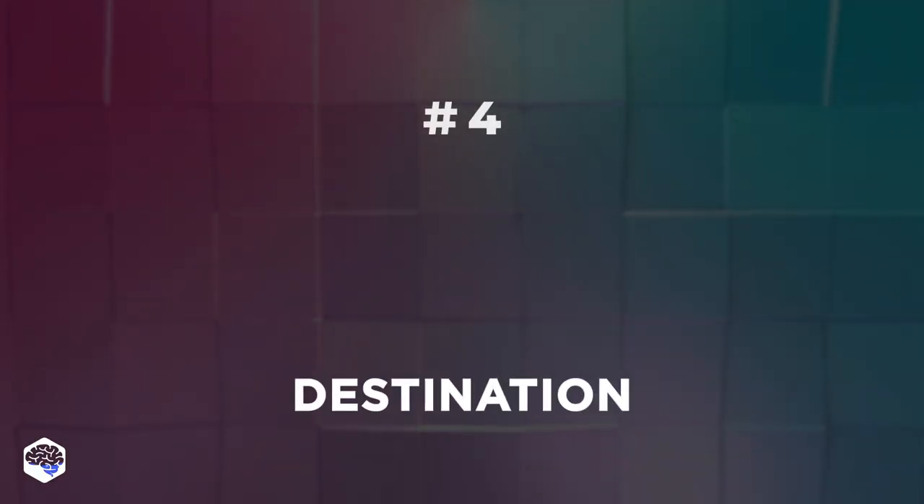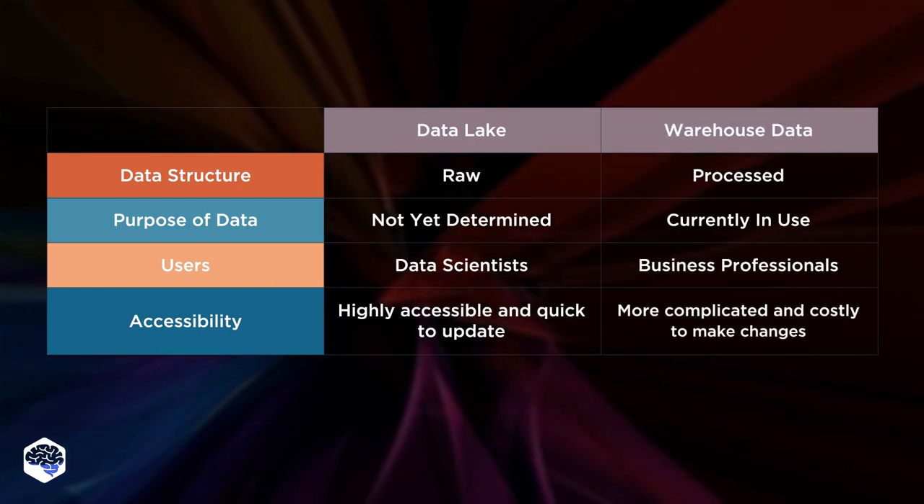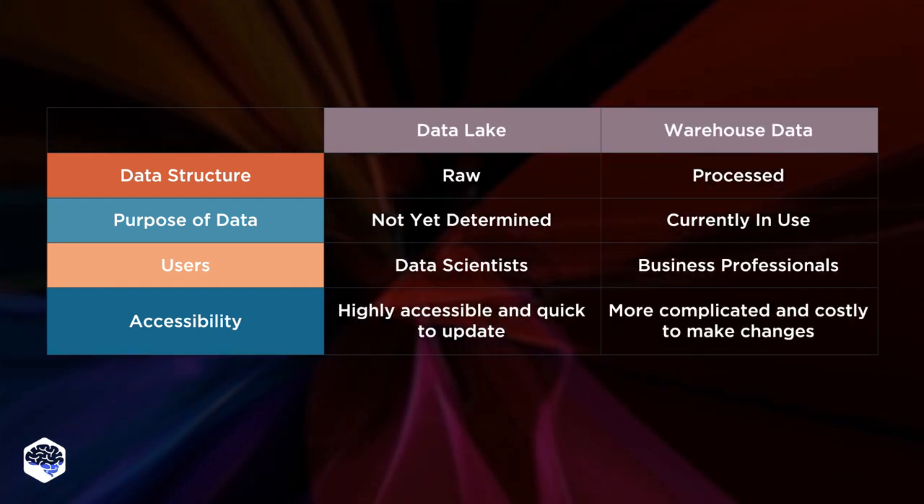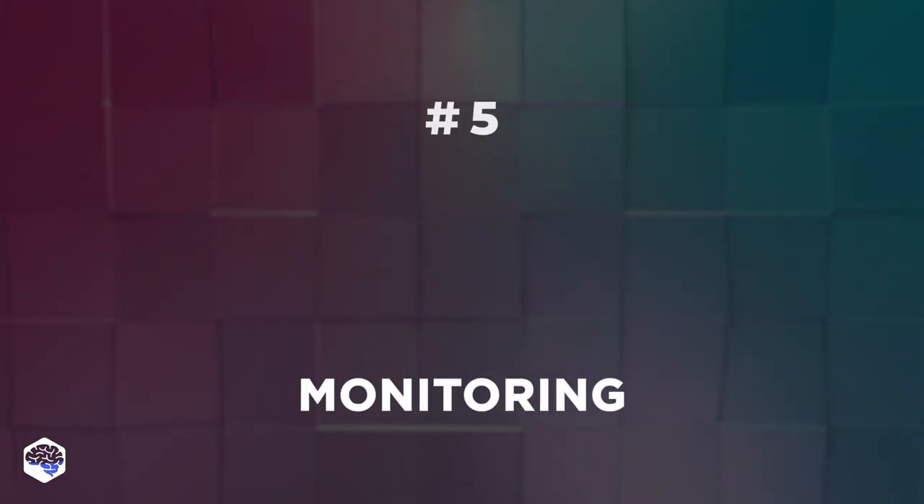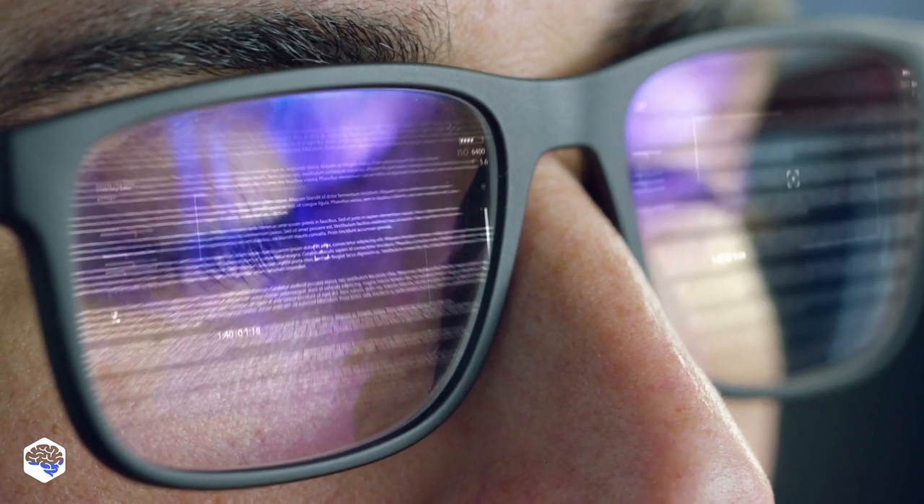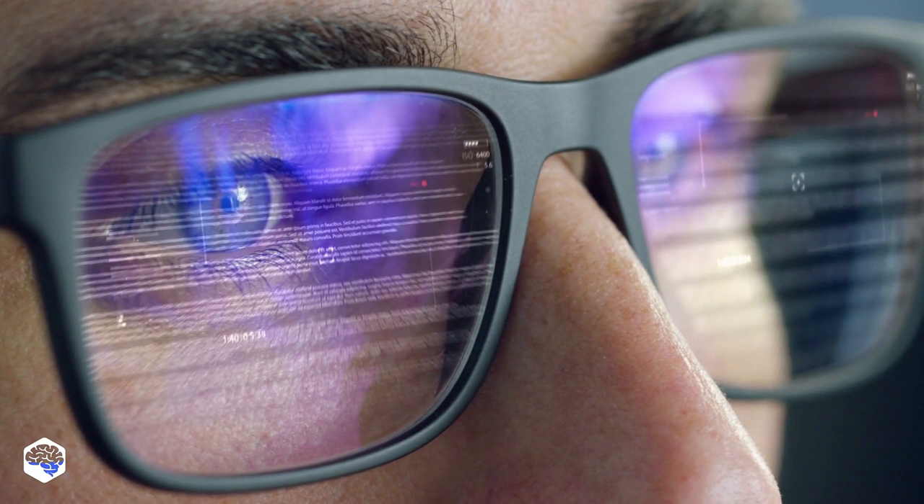Step 4 is destination, and this is the final point where the clean data is transferred. Further, they can go to data warehouses, while less structured data is stored in data lakes. Step 5 is monitoring. To ensure that the data is accurate, the engineers continuously check the pipeline data by monitoring, logging, and alerting the code.